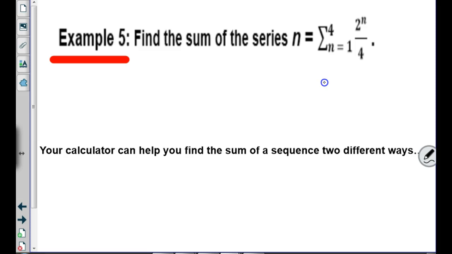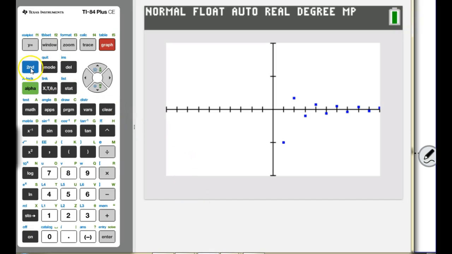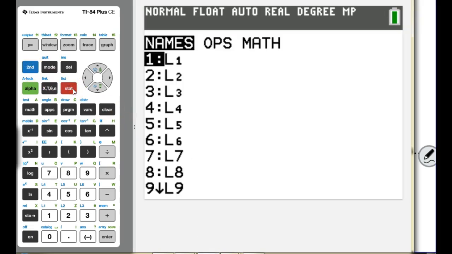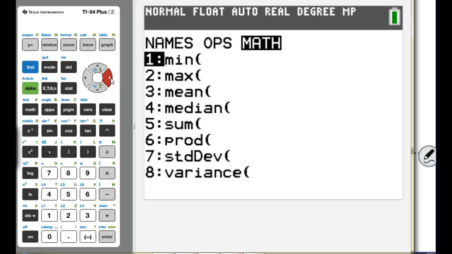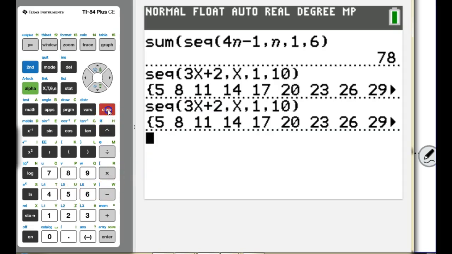All right, you have example 5. I'm going to show you 2 ways to do this on the calculator. Are you ready to try this? The first is kind of the old school method. Go back to second stat. Everybody try this, please. Second stat, arrow over twice. What are we trying to find that's on this screen? The sum, right? Let me erase this also.